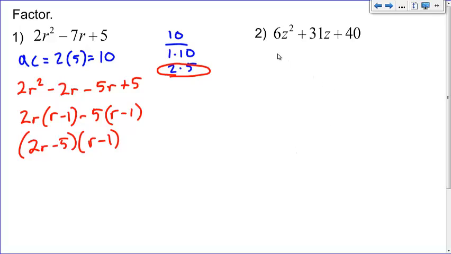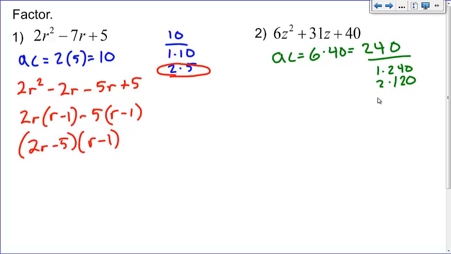Now this time our AC value is a little bit larger, 6 times 40. So 240. We've got to find ways to break down 240. Now we could go with big numbers like 1 times 240, 2 times 120, but I'm seeing I need numbers that have a sum of 31. So I might do numbers that are a little closer together, like 10 times 24. Okay, those have a sum of 34. We're close, but not quite.